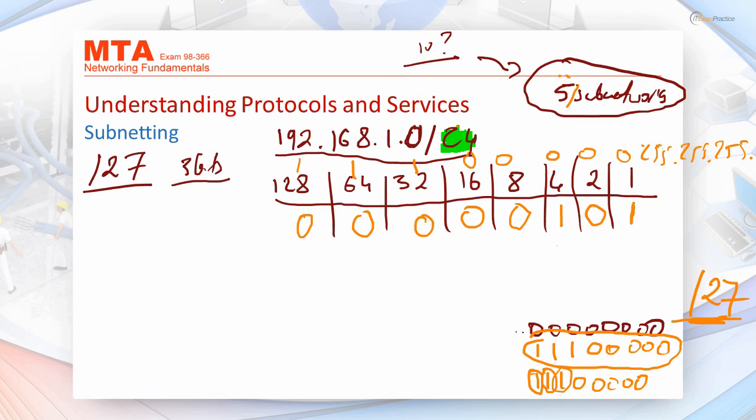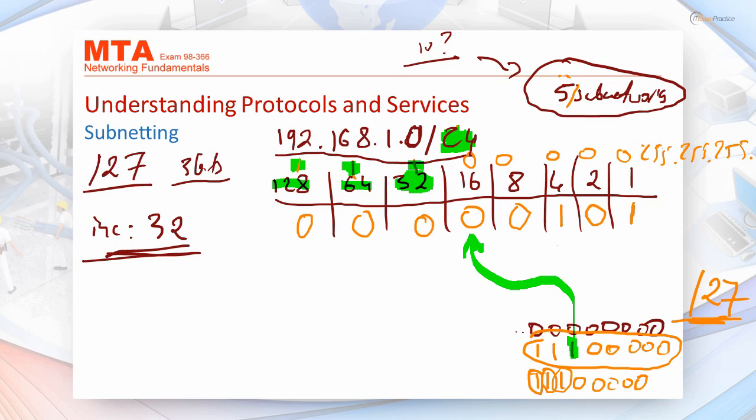And now again, a tricky part. The increment is the last digit in your subnet mask. Then you go back to this table and you check it. So it is 1, 2, 3. That is your increment. 3 bits, right? 1, 2, 3. Our increment is 32. That is your increment.